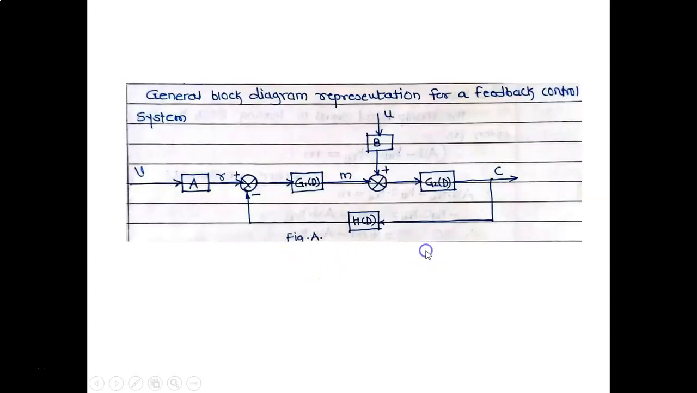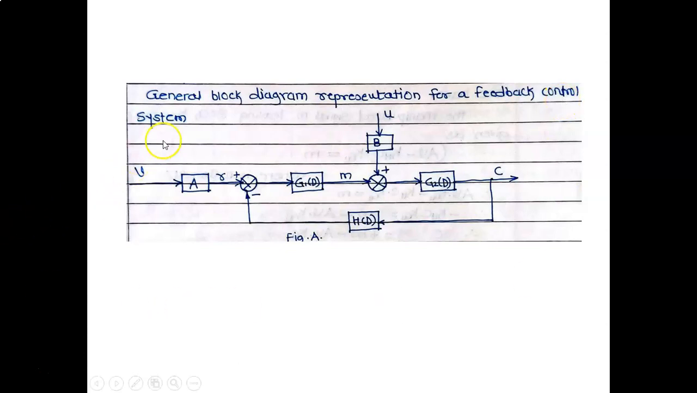Welcome. Today we will see chapter number 5, that is steady state analysis and transient response. Now first of all we will see steady state analysis. Now first point is general block diagram representation for a feedback control system.